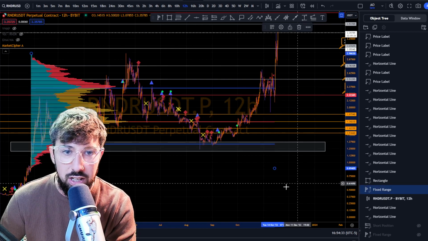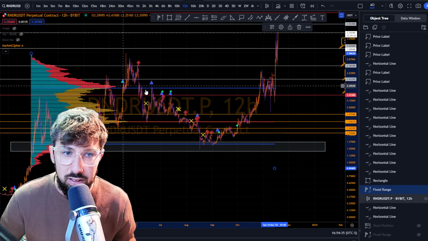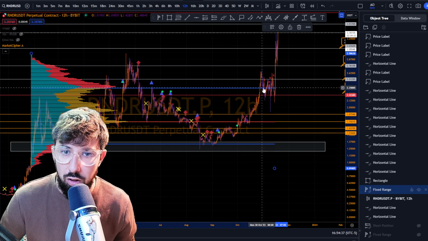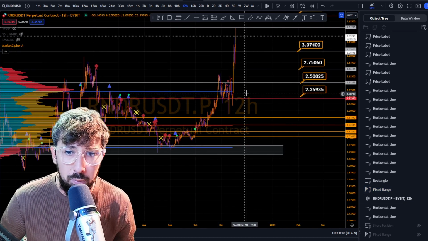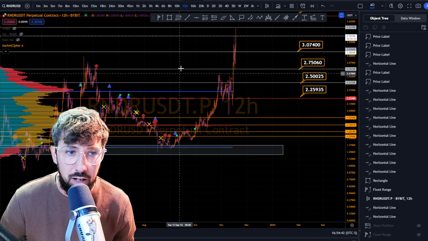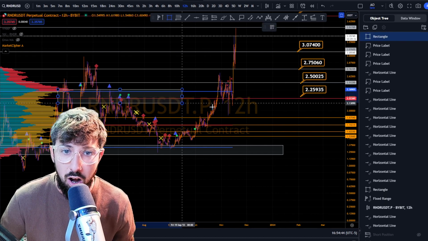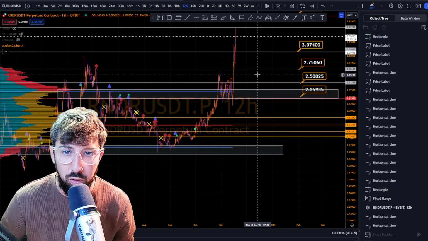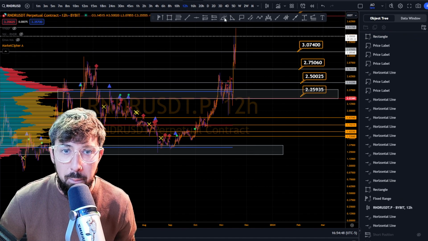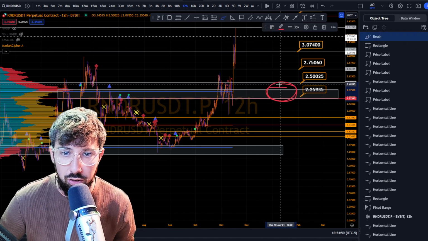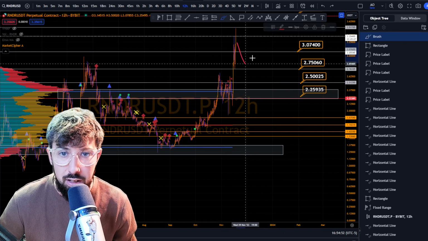So this range is very, very simple. You can see the giant volume node here right around 2.50 to 2.25. So look for us to get a key bounce off of this area. Look for that to hold as support. So this will be your crucial buying area, around $2.25 if we fall from here.